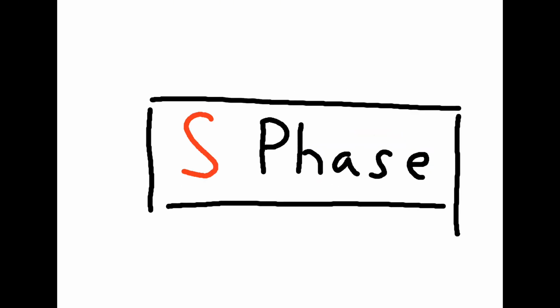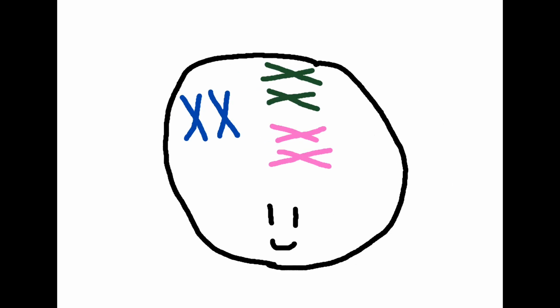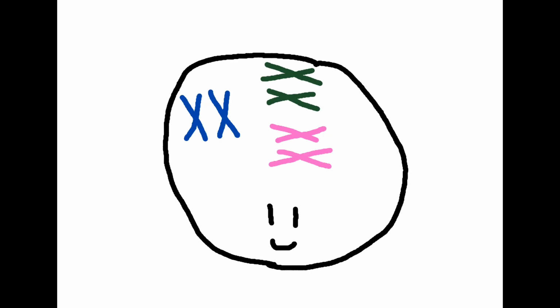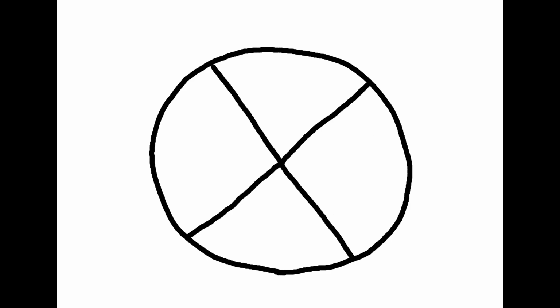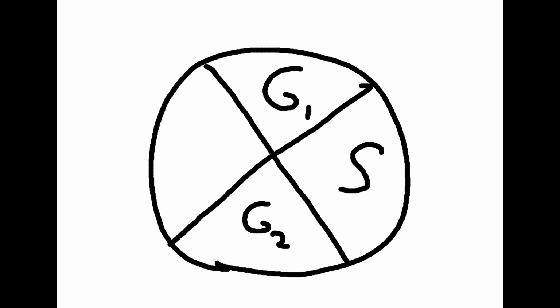The S stands for synthesis and means that the cell begins replicating its DNA. After this phase, the cell has 2 times the DNA that it started with, as the cell makes copies of its chromosomes. Also, centrioles begin to form at the poles of the cell. After the S phase comes G2.